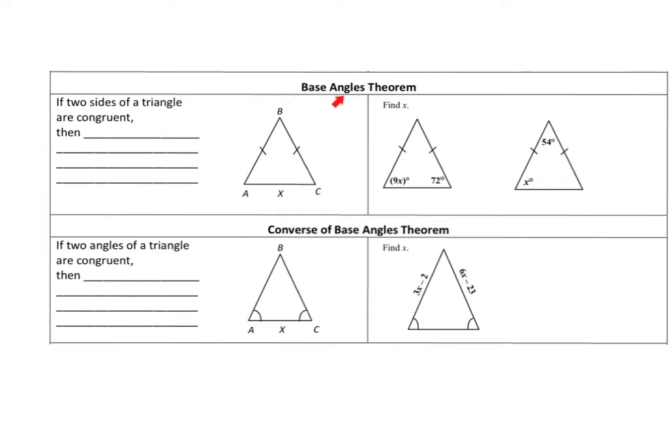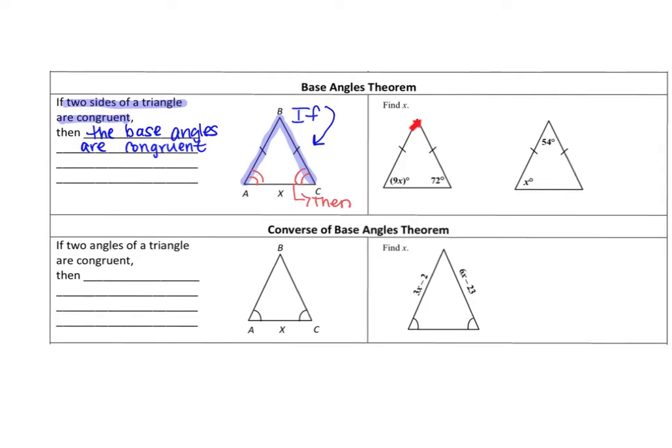Now let's take a look at the base angles theorem. So if two sides of a triangle are congruent, then the base angles are congruent. So here, your if statement is given that you have sides of a triangle that are congruent. So this is going to be your if. That is going to cause your base angles, which are going to be angle A and angle C, to be congruent. That would be your then statement.